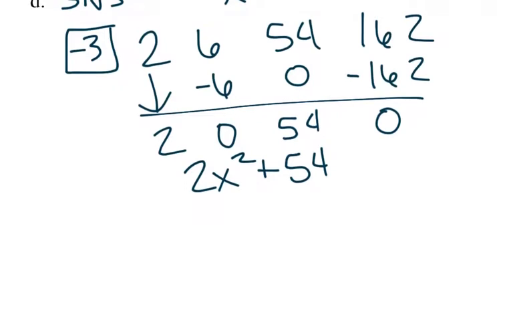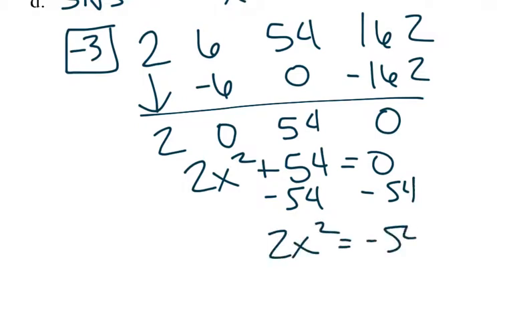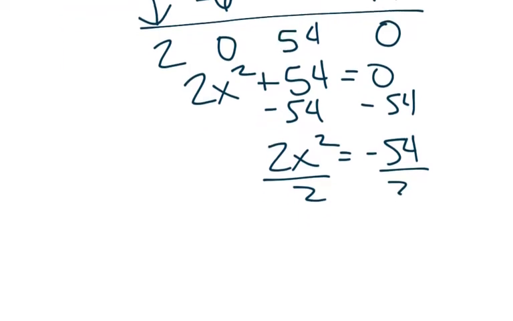So now I have a quadratic. I could use the quadratic formula, but I know that I could solve this really quickly just by getting x by itself. So I'm going to subtract 54 from both sides. So I got 2x squared equals negative 54. I'm going to divide by 2. So I got x squared equals negative 27.